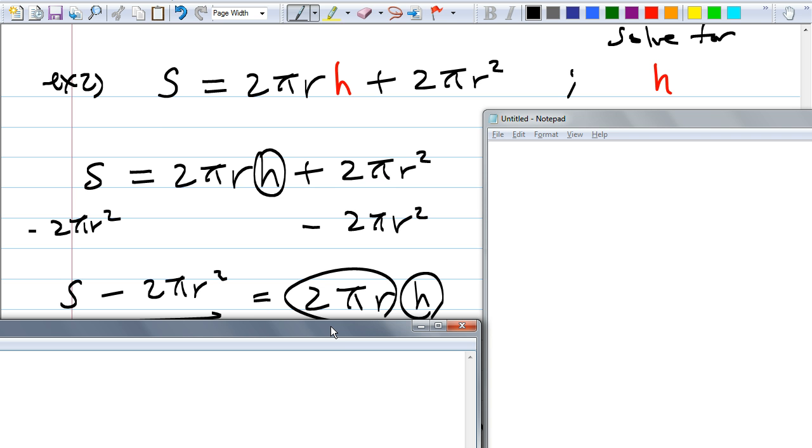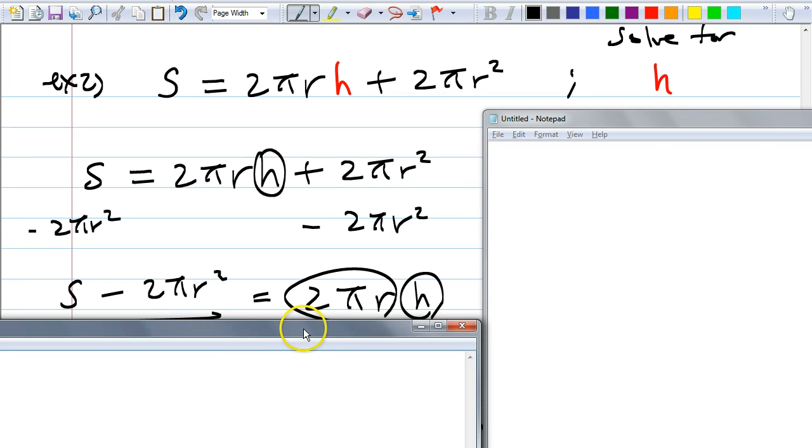Now, all you have to do is what? Raise your hand if all you have to do is what? Actually, don't raise your hand. I'm going to call somebody random. What do you think I should do here, Bella? You divide 2 pi r. Exactly. You need to divide both sides by 2 pi r. Then you will get h by itself.